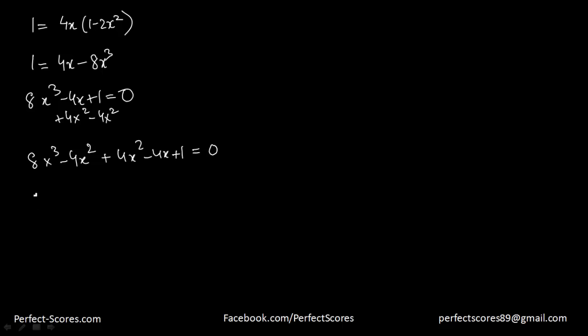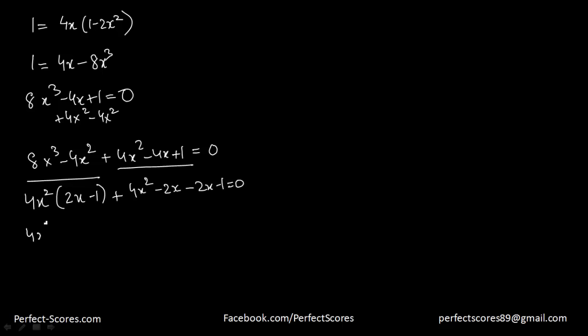Now from here I can take out 4x square common, and I'll be left with 2 times x minus 1. And from here, this is something that I can easily break into different parts. If I plan to break it, it's 1 times 4, which is 4. That means this can be broken down into 4x square minus 2x minus 1 is equal to 0.